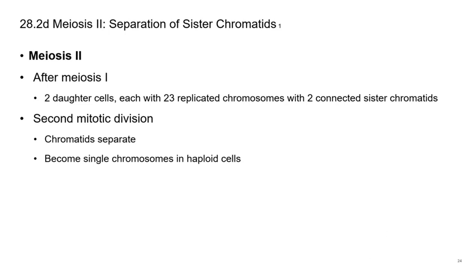All right. So what we're doing now is we're taking those two haploid cells that have their duplicated chromosomes with the two chromatids, and we're going to further separate those and pull those chromatids apart, and then those chromatids will become chromosomes again. This is termed meiosis 2.